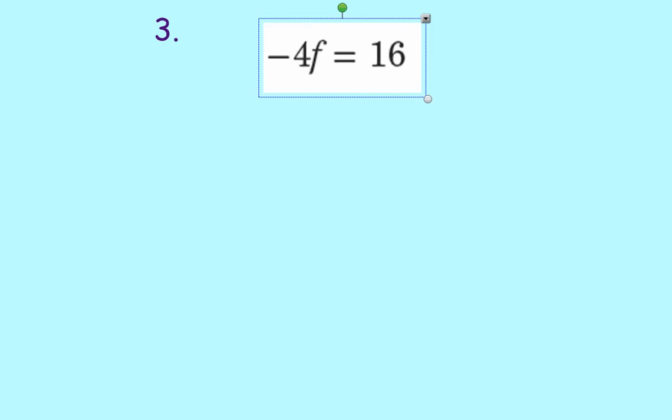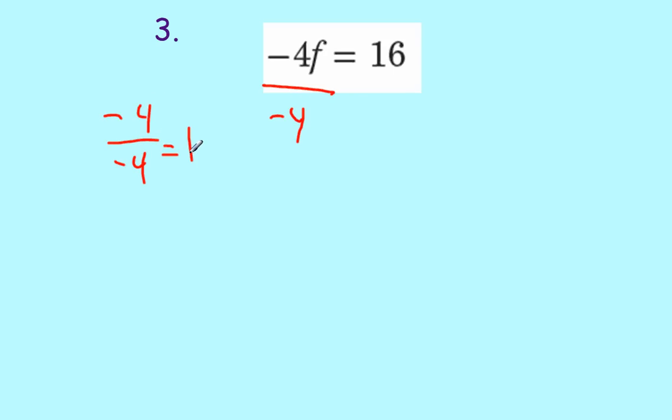Number 3, now we're getting into a multiplication type problem. We have negative 4 times f equals 16. To undo multiplication, we use division. So we're going to divide by -4, because -4 over -4 is equal to 1. And that's what we have, 1f. We don't write 1f, we just write f. So essentially, these cancel out, and we're left with f. F equals. And whatever we do to the left, we've got to do to the right.